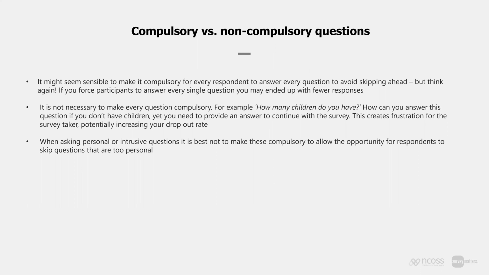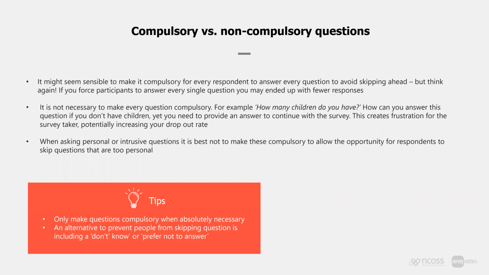So what you need to do is think about which questions are appropriate to make compulsory. So for example, there's no point making it compulsory for someone to answer the question, how many children do you have? If they don't have children, they can't answer that question. Another thing we always suggest is it's best not to make personal questions compulsory so that they can skip that answer if they'd prefer to keep it private. For example, it's common practice not to make it compulsory to provide your personal income.